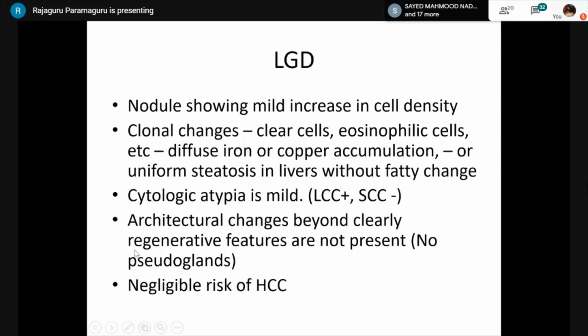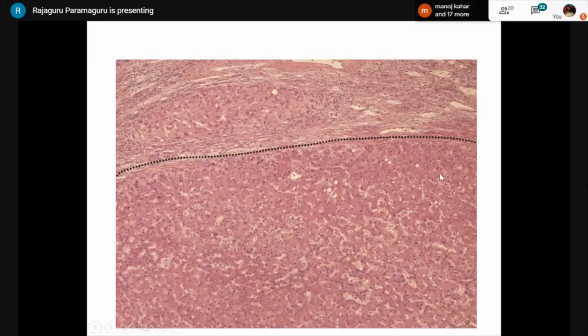And architectural changes are a little bit more than a regenerative feature, but there is no gland formation, and pseudoglandular acinar formation is not a feature of low-grade dysplasia. And the risk of developing HCC in a low-grade dysplasia is negligible. So you don't have to worry if it is a low-grade dysplastic nodule. So here you can see a clear demarcation with the surrounding nodule, and the cell thickness is comparatively more than here. The cell size also is a bit smaller compared to this.